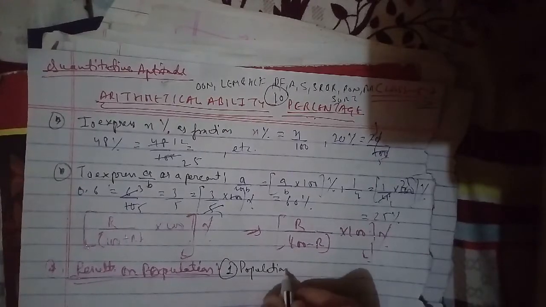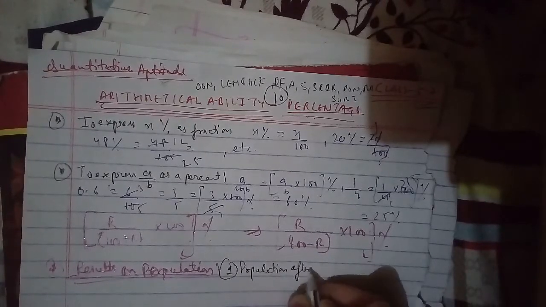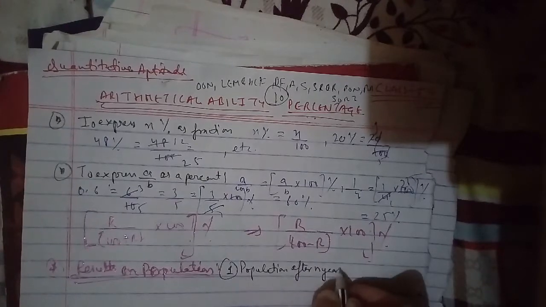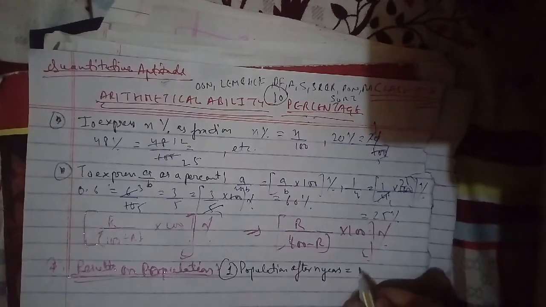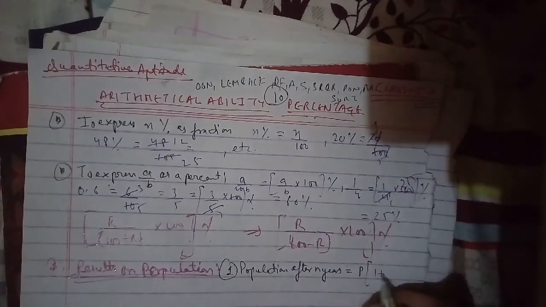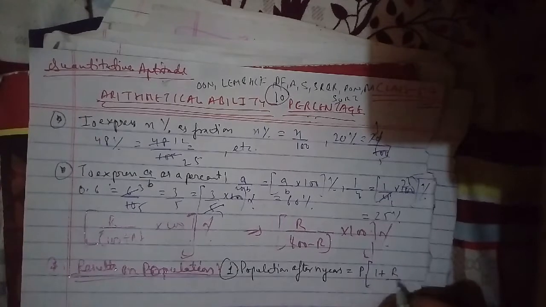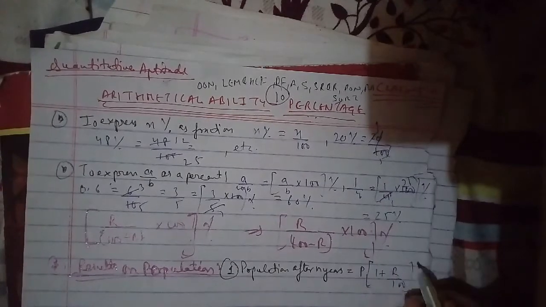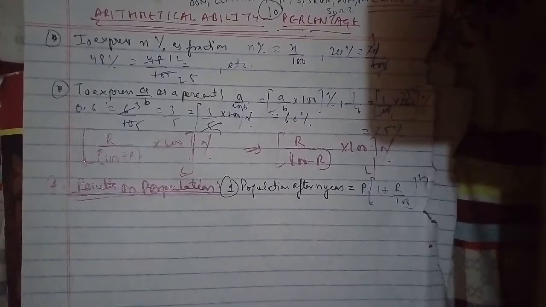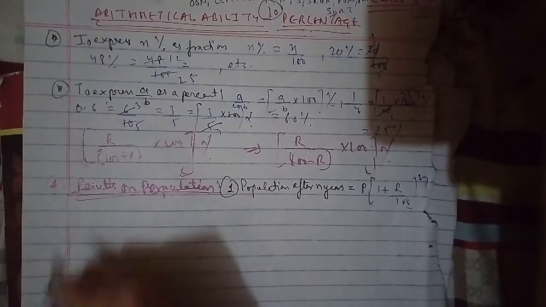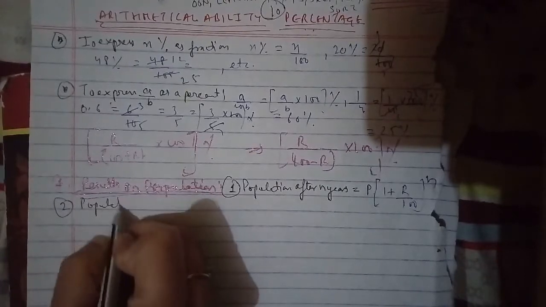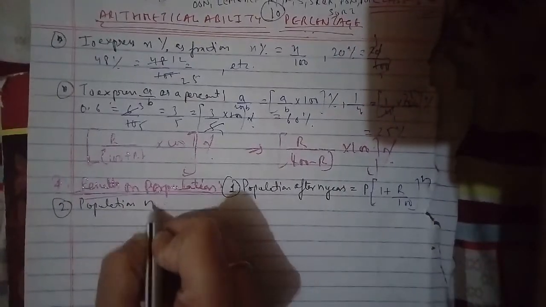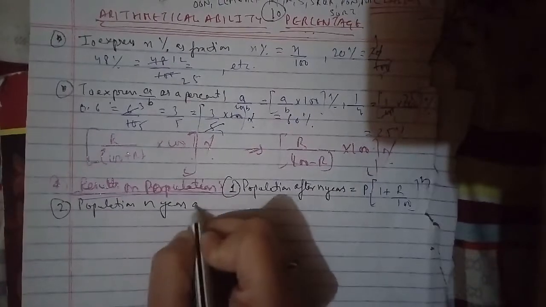Now for the second one, the population n years ago equals P upon (1 + R/100)^n. Now we'll talk about the results on depreciation.